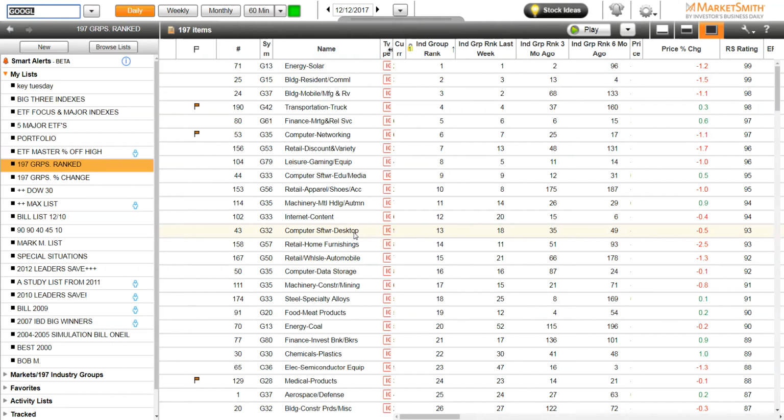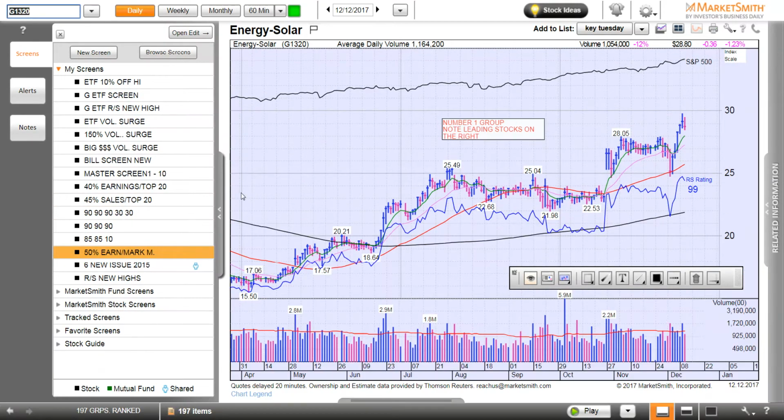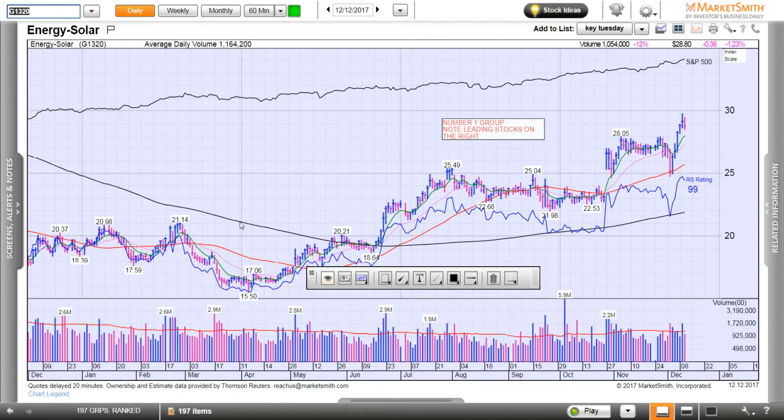Computer software desktop. Now I want to show you something here really neat. This is what I love about this. You can say, well, Patrick, energy solar is strong. This is how we use this. I can click on it. And here comes the chart. I drop this down, push this over, and here's the chart. Number one group. I sent this to the VIP members at MissionWinners.com. Pointed out, look at this. But you see where I said this?